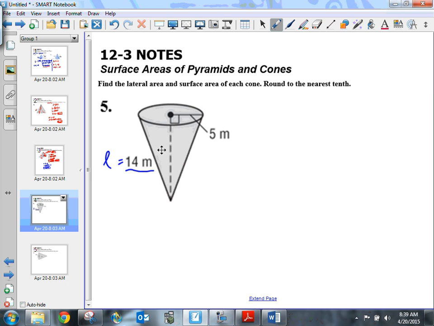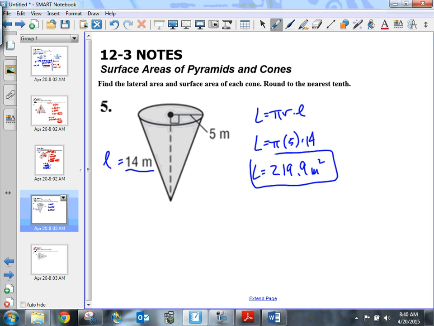All right, and you'll see that if your measurement's on the inside, that'll be your altitude, but this is really my slant height. So if I wanted to find my lateral area, I know that that's pi times my radius times my slant height. So our value here is pi times 5 times our slant height, which is 14. When we plug that into the calculator and round to one decimal place, we get 219.9 meters squared. That's my lateral area.